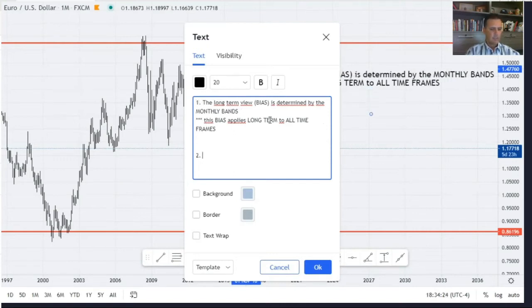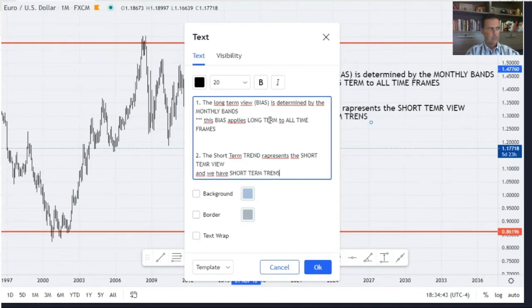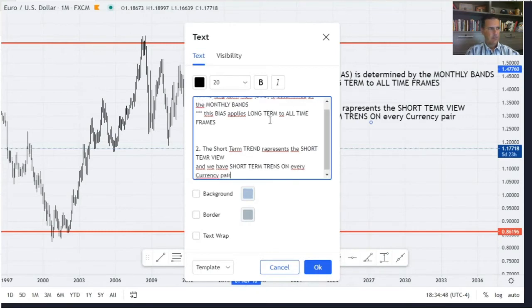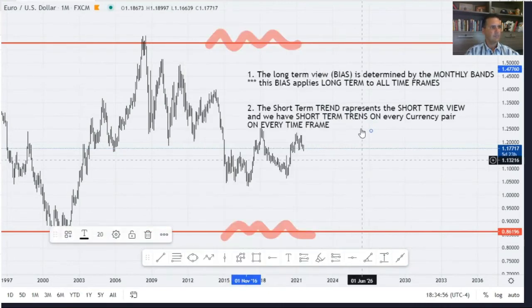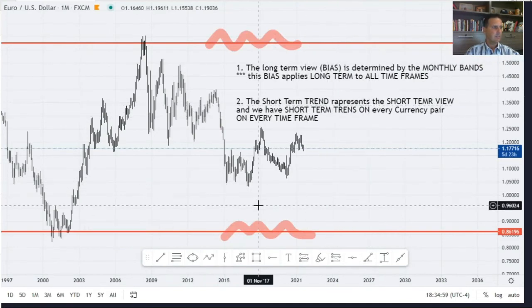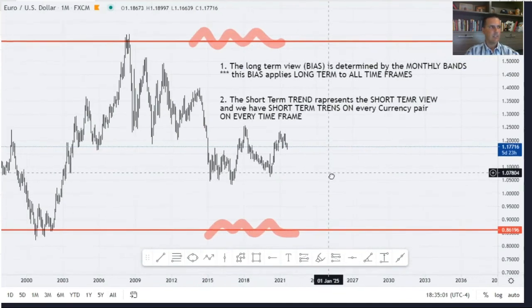Okay. Number two, the short-term trend represents the short-term view, and we have short-term trends on every currency pair, on every time frame. Beginner traders, take a pen and paper or take a screenshot.